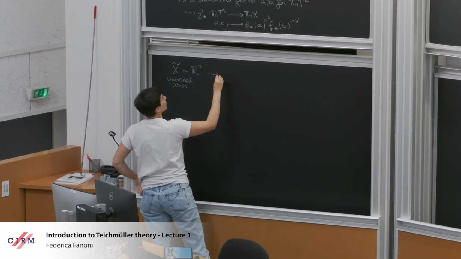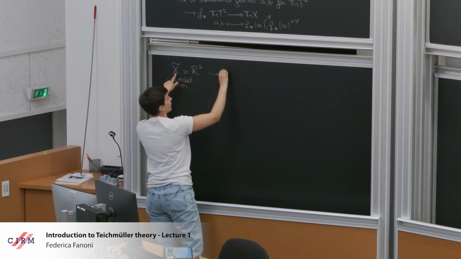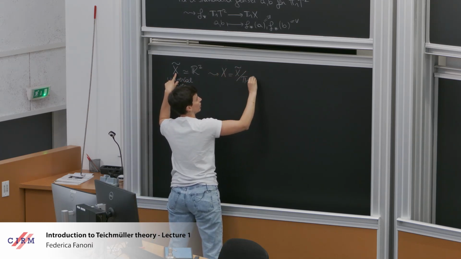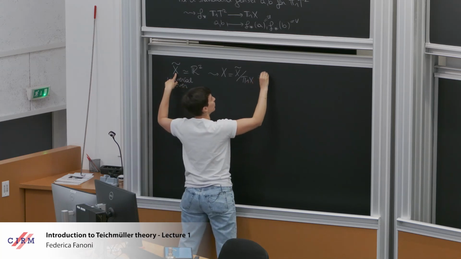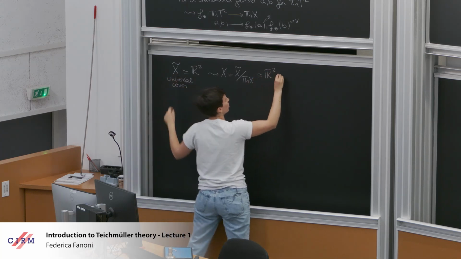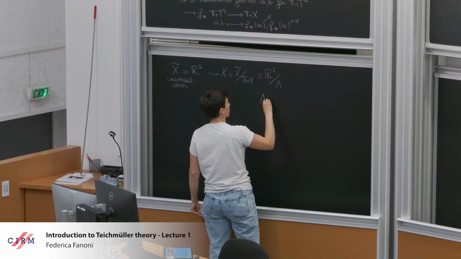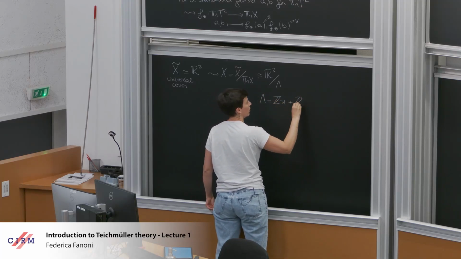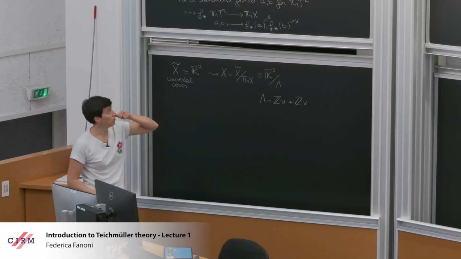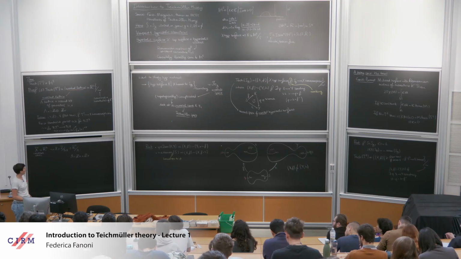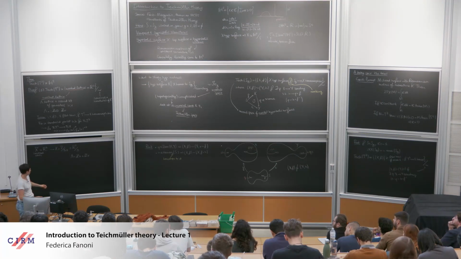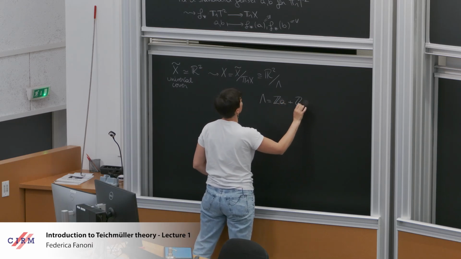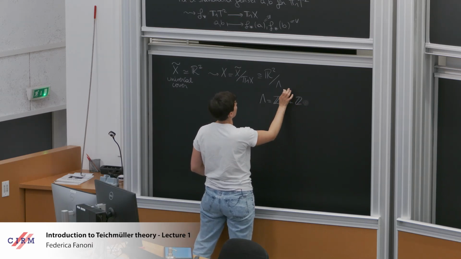And so then the surface X is the quotient of its universal cover by the action of the fundamental group. This is R2 modulo the action of lambda, where lambda is the one generated by these two, generated by U and V.